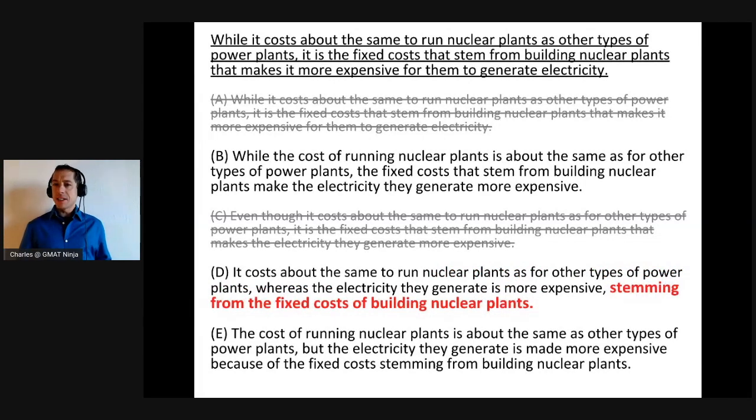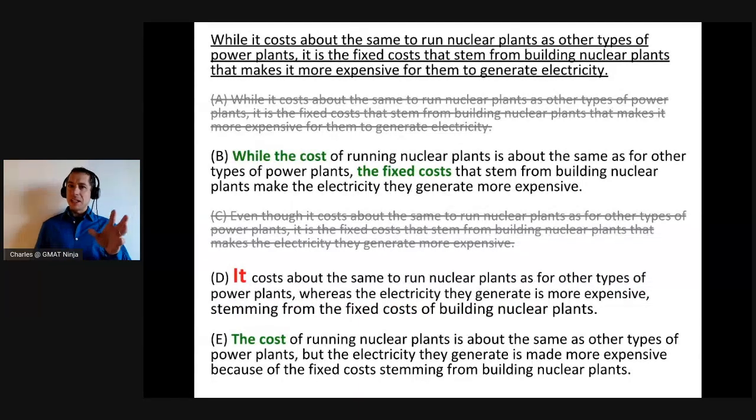Stemming from the fixed costs of building nuclear plants, again, a little bit confusing. We've got this modifier, this participle, if you like the jargon. I'm not quite sure what it's referring to here. It's not the electricity. The electricity doesn't stem from the fixed cost of building the power plants. It's the fact that they're more expensive. Not really clear there. I'm not sure that this is really in the right shape.